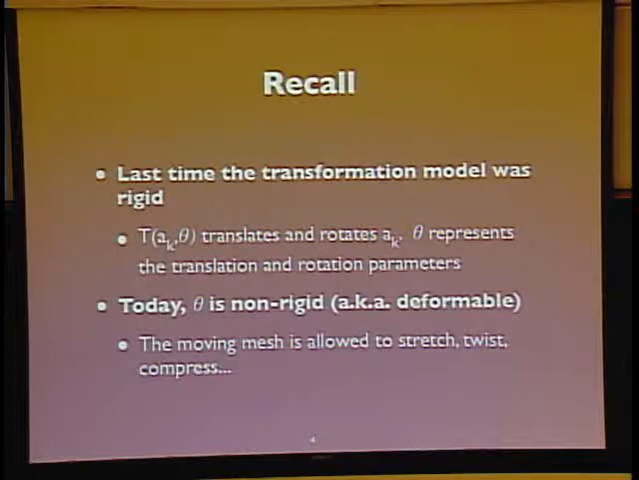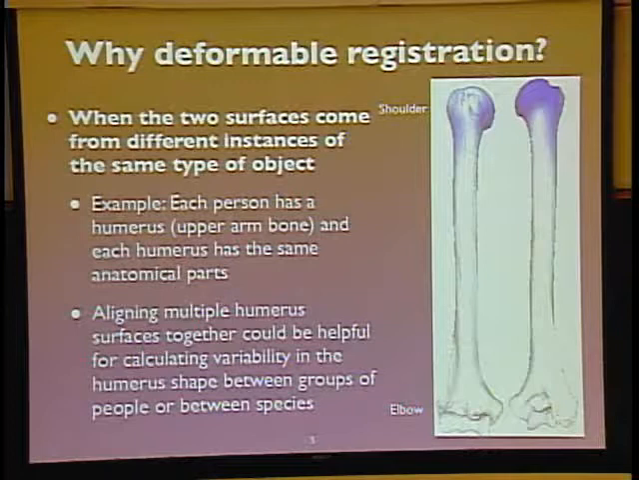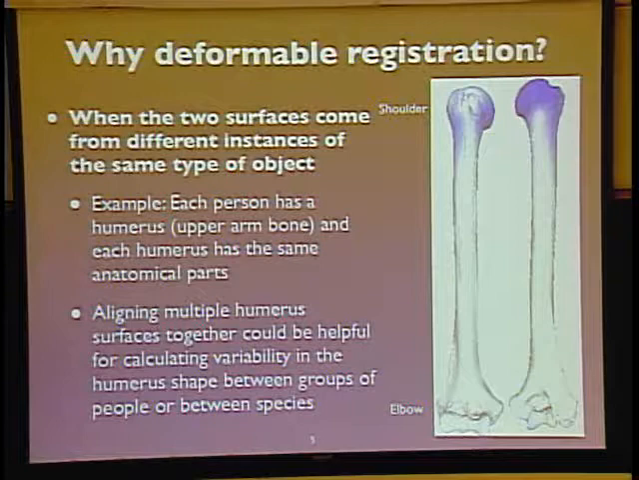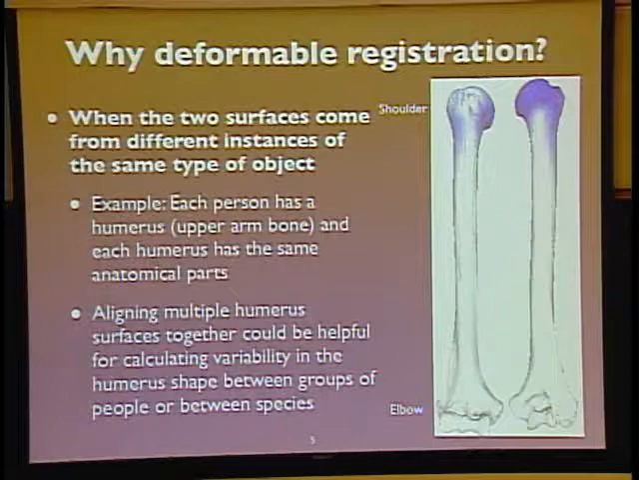So let me just go through some of the applications, or why you would care about the non-rigid transformation case. Imagine that we have two surfaces that actually come from two different instances of the same type of object. So here what I mean is that a type of object might be faces, and two different instances of that object might be my face and your face.